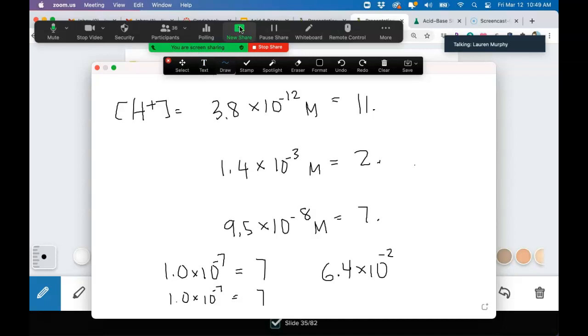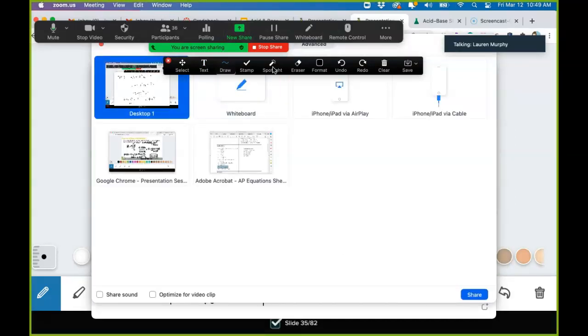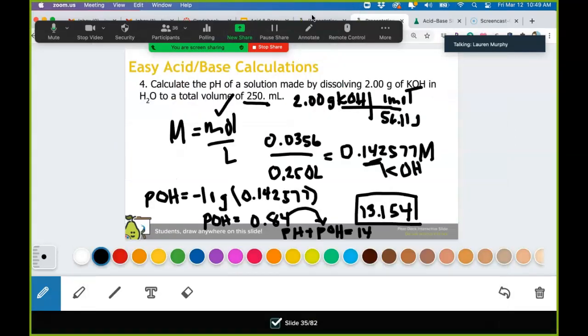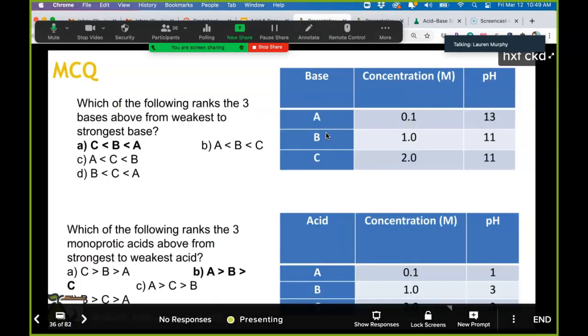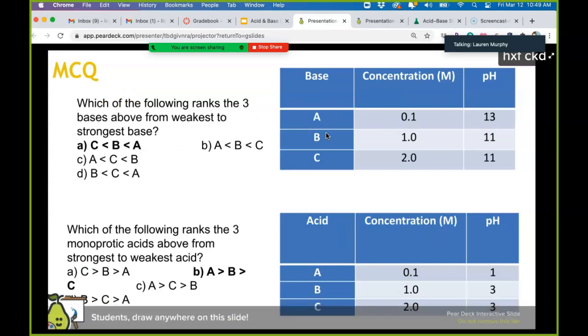Okay, so one last thing. Let's do these little practice multiple choice, and then we will be finished. Okay, so it says, which of the following ranks the 3 bases? Okay, so we have bases in the first problem. From weakest to strongest. So the weakest will be written first, and the strongest will be written last in our options.